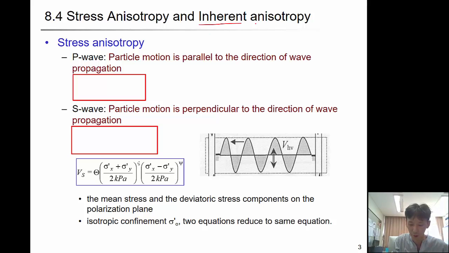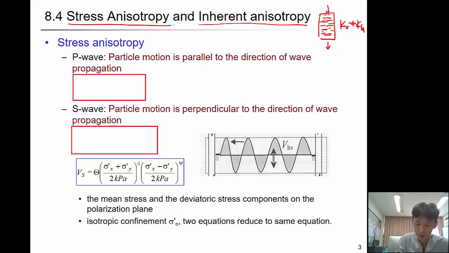And inherent anisotropy means that because of the fabric anisotropy in different directions, it causes different permeability or properties with respect to each direction. For example, if you have a soil that's very platy and piled up like this, then the permeability in this direction, KV, will be different from KH. Even though all the stresses are isotropic, the same in every direction, the property can be different depending on the direction because of this inherent anisotropy. So stress anisotropy and inherent anisotropy are the two fundamental mechanisms causing anisotropy in soil and rocks.